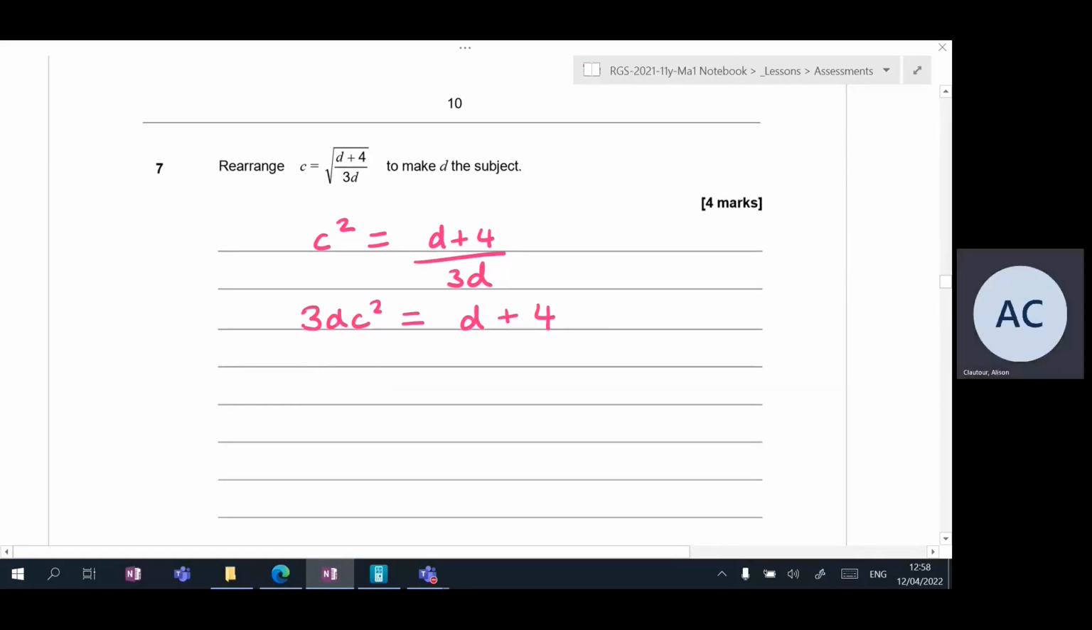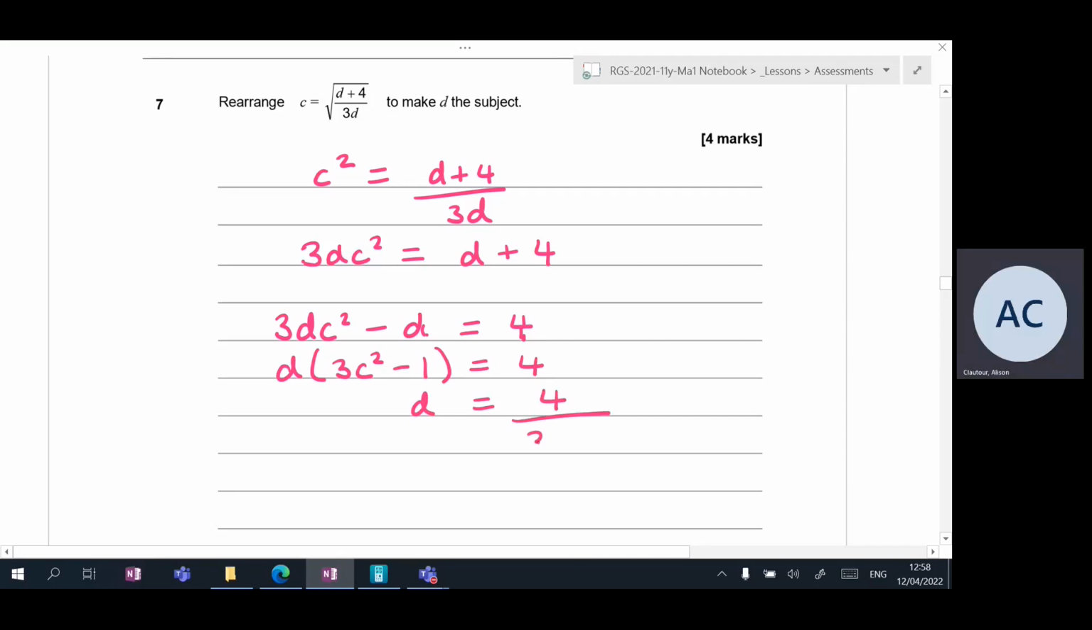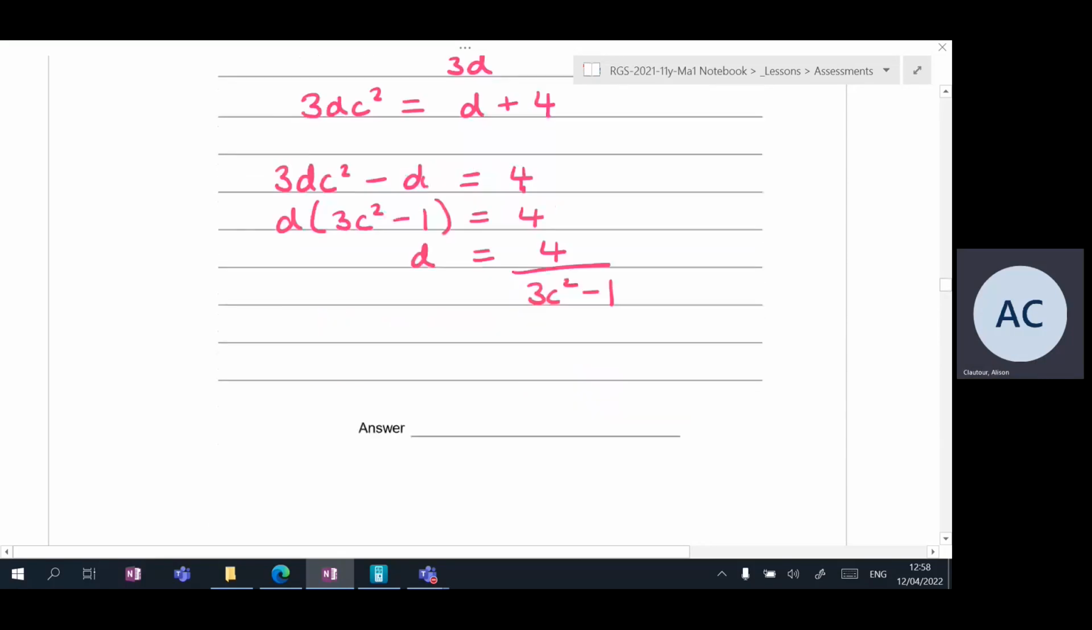And then any term that's got a d in it, you want to get on one side. So 3d c squared minus d is equal to 4. And that allows you to factorize out the d. And then obviously you can divide through by the bracket. So that's quite a standard rearranging question you could see at GCSE.